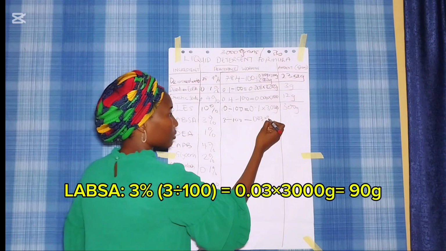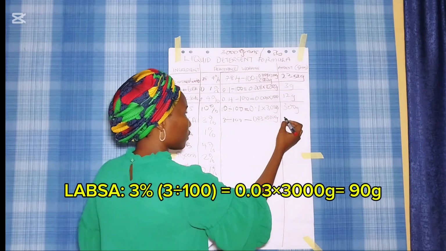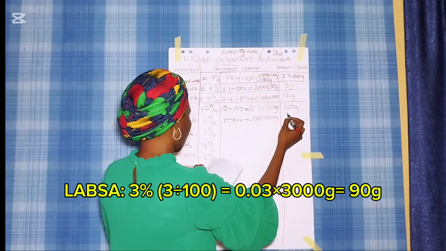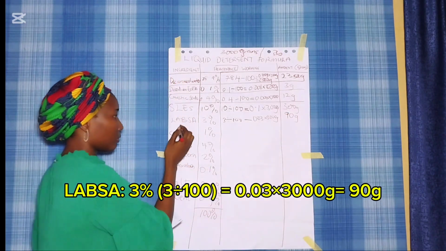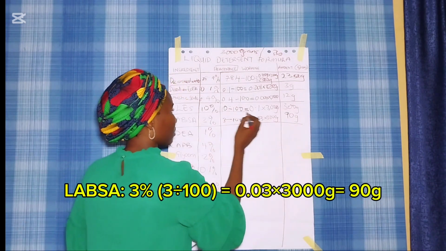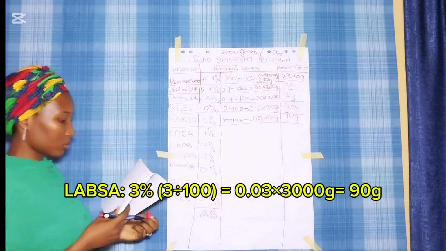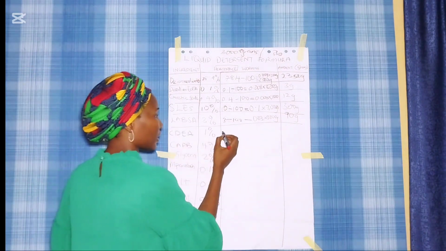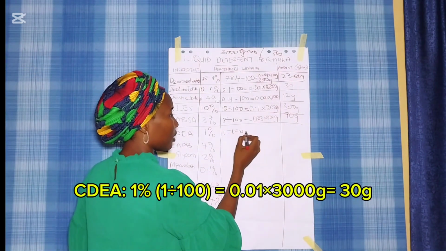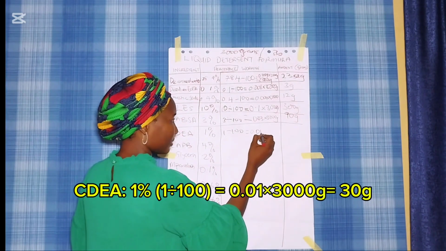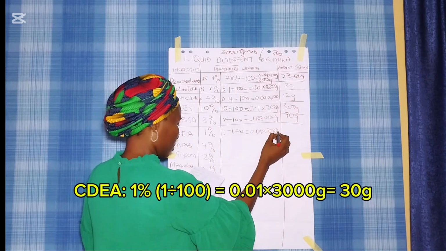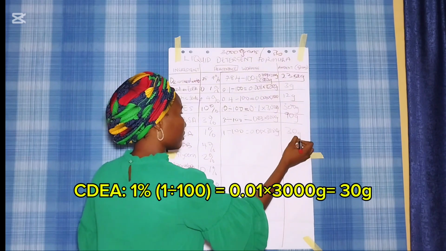times 3000. That gives us 90 grams. We move on to the next one. This one, CDA has 1%. So we have 1 divided by 100 equal to 0.01 times 3000 grams. That gives us 30 grams.